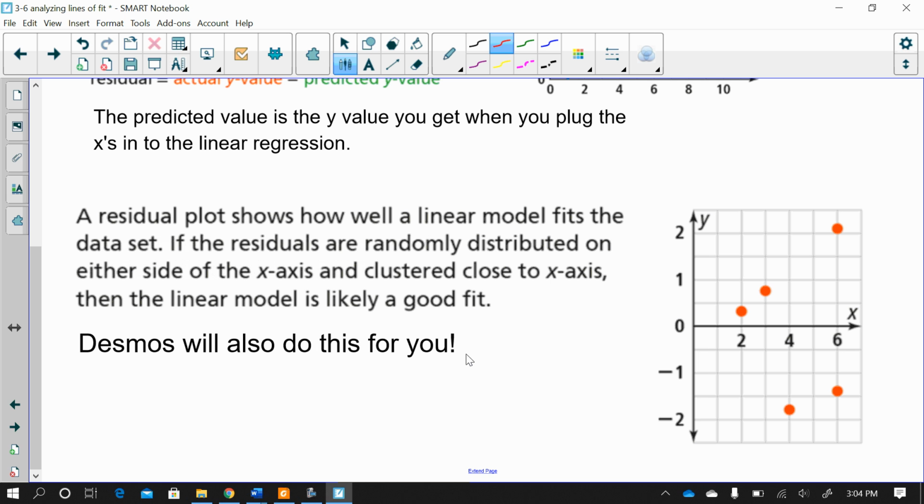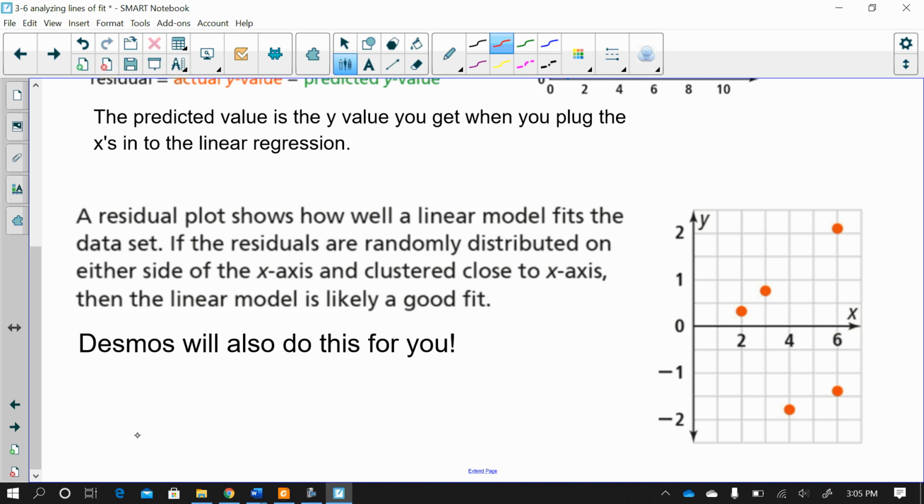Okay, so what do residuals tell us, or what's the point of this? Well, a residual plot shows how well a linear model fits the data set. So if the residuals are randomly distributed on each side of the x-axis and clustered close to the x-axis, then the linear model is probably a really good fit. So two things: randomly distributed on either side. Basically, that means you need to have an even number of points above the x-axis as you do below the x-axis. And the closer they are to that x-axis, the better. That's what we are looking for.